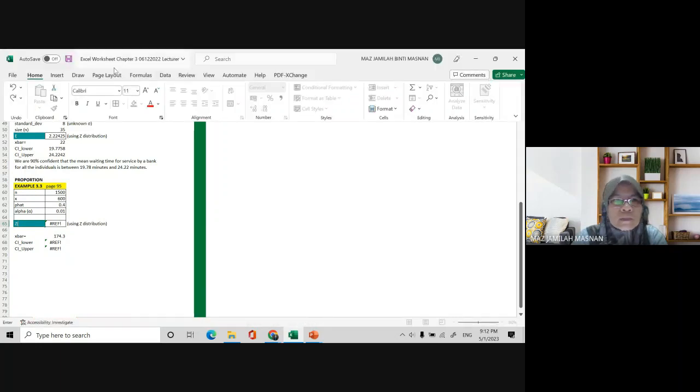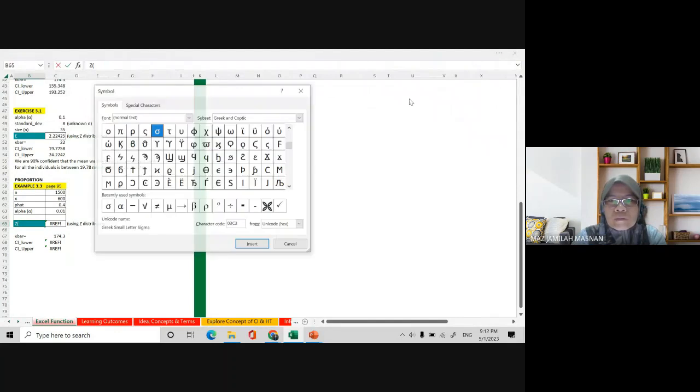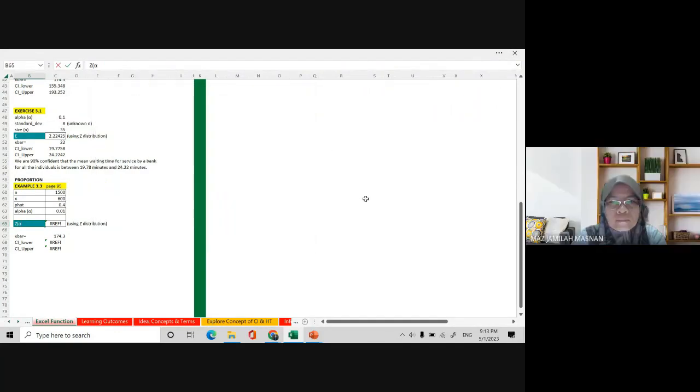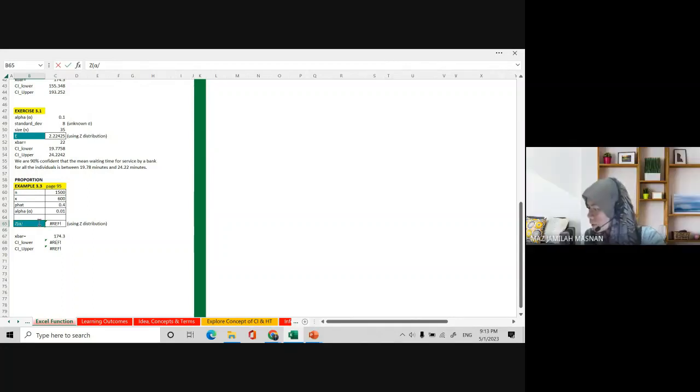Madam, is the alpha 0.01 or 0.05? In this case it is 0.05. Okay, I haven't corrected that. So alpha over 2, this will be my alpha over 2 value. So my alpha is 0.05.